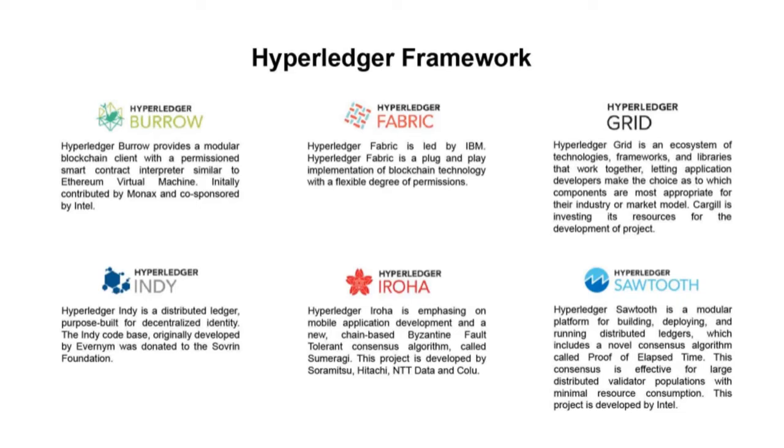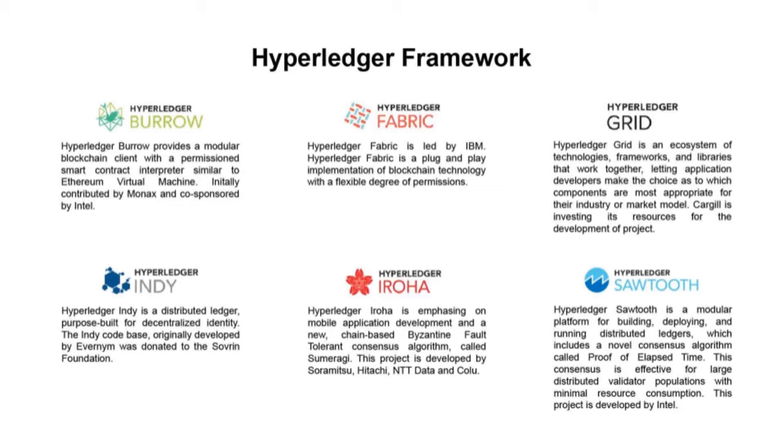Then you have Hyperledger Fabric. This is one of the major projects for blockchain applications in the Hyperledger suite. This one is led by the team at IBM and they are working continuously to improve Hyperledger Fabric for your permissioned blockchain. Then you have Hyperledger Grid. Hyperledger Grid is a new project which started in 2019 and this project is for the integration of different suites and tool sets for the creation of a supply chain network.